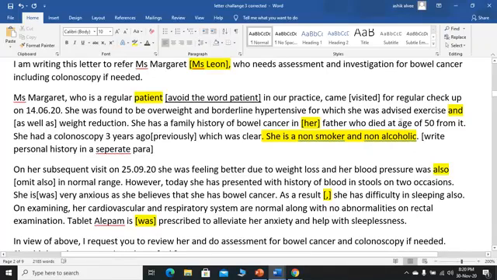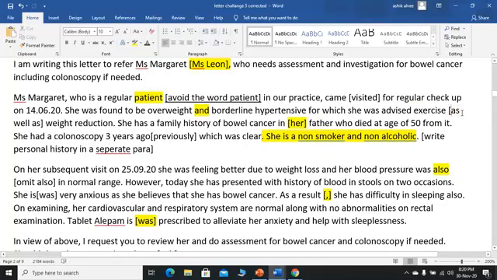Now the word and has been used more than once in this sentence. She was found to be overweight and borderline. Any connector, any preposition, conjunction, you cannot use more than once in a sentence. That is why the second and has been replaced by as well as.